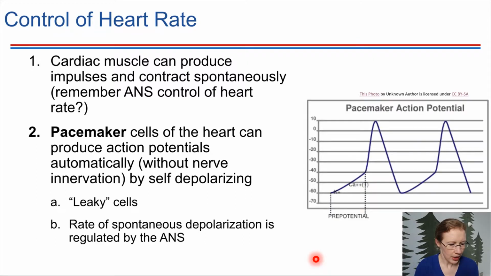So when we look at what the heart does, there's what's called a pre-potential. This is due to the leaky membranes. Once that depolarization reaches threshold, then the rest of the action potential will take off and the heart will contract. So those are pacemaker cells. We'll see those in more detail in chapter 13, I believe, as well.